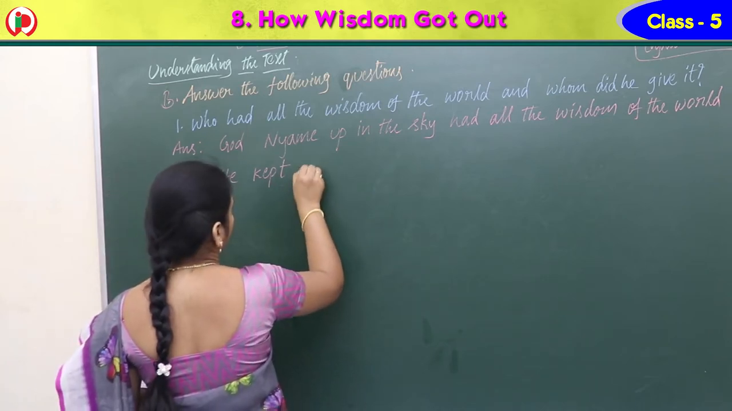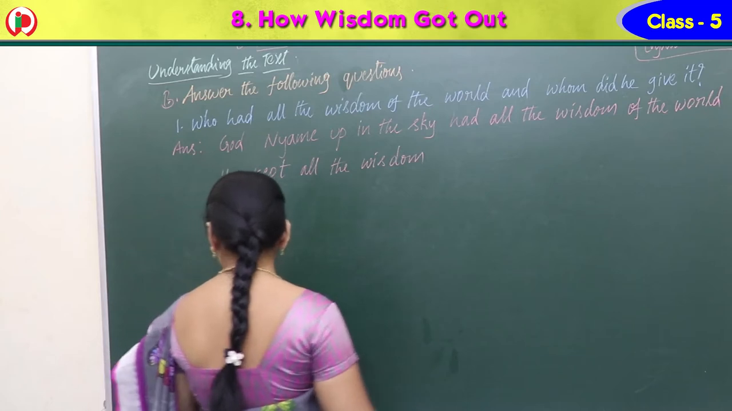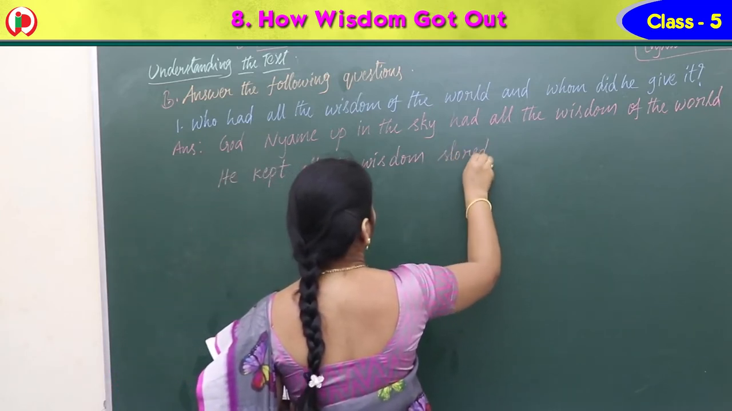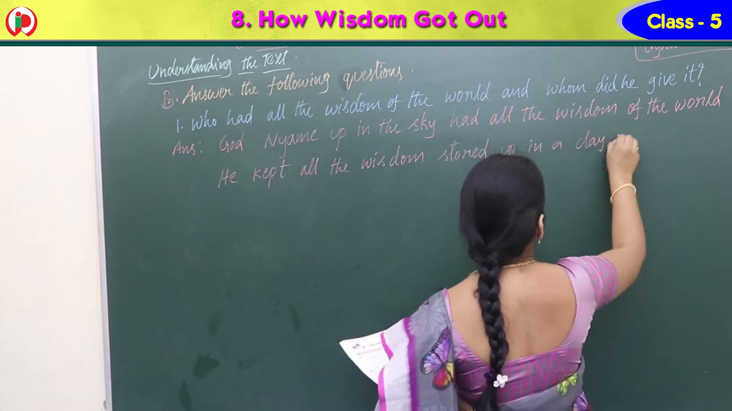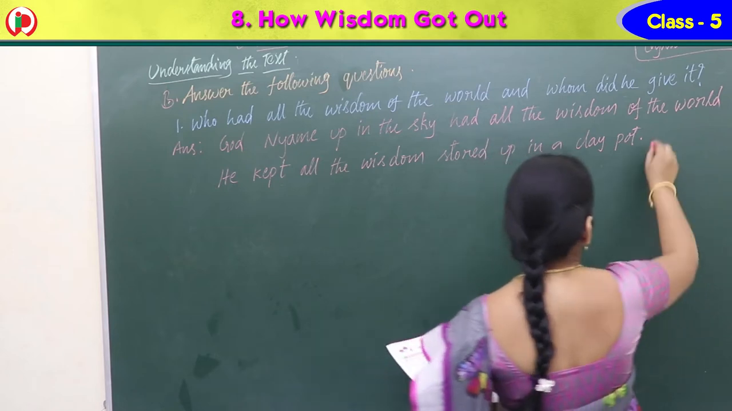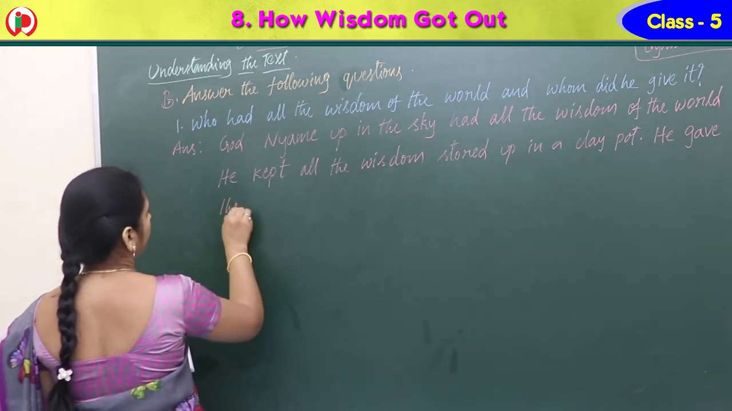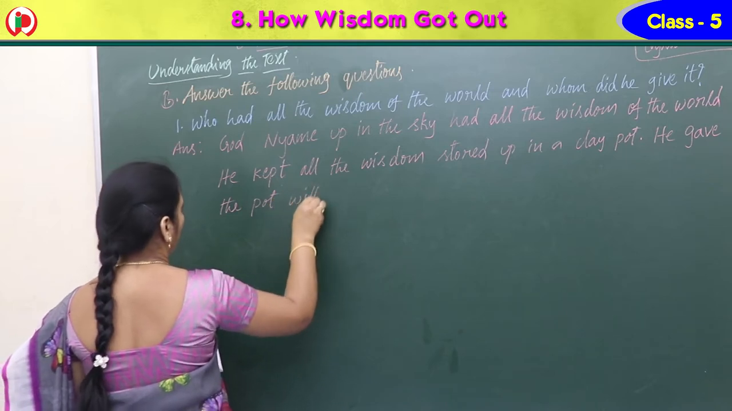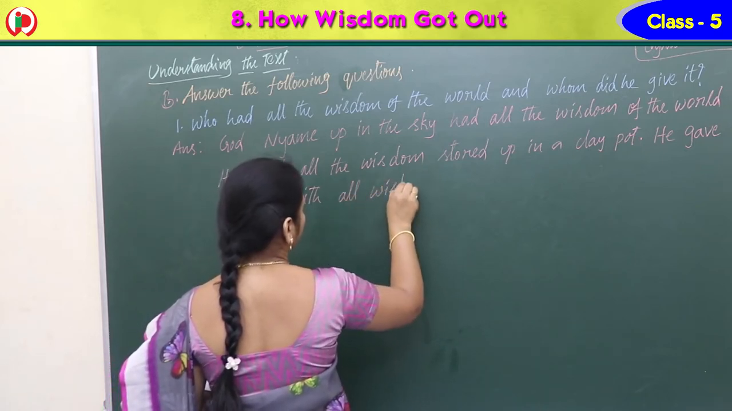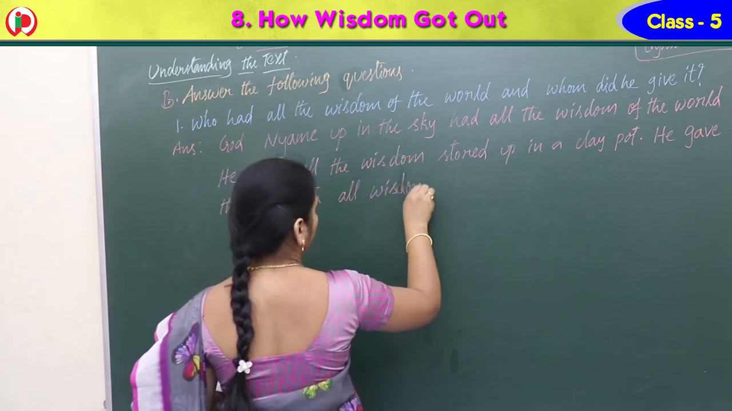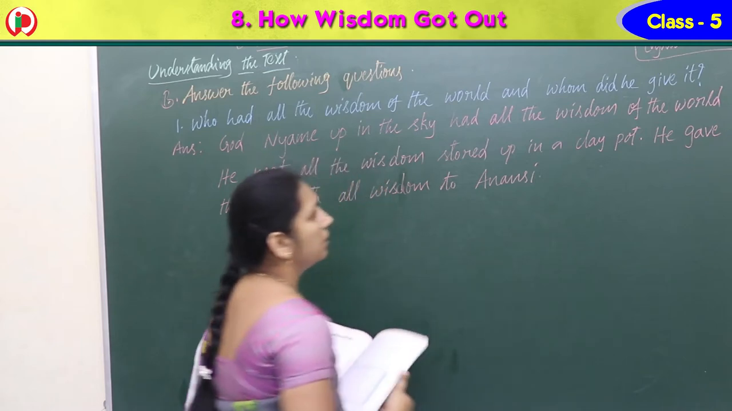He kept all the wisdom stored up in a clay pot. Then he gave the pot with all the wisdom to Anansi. Okay, Nana? So see this one.